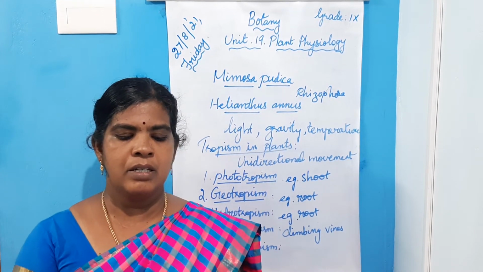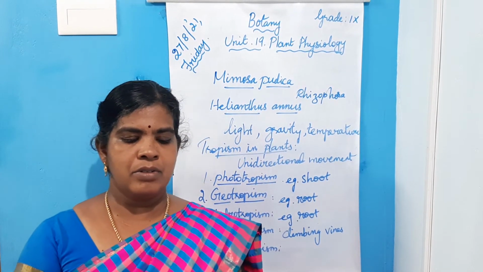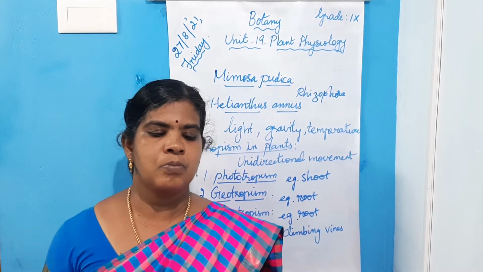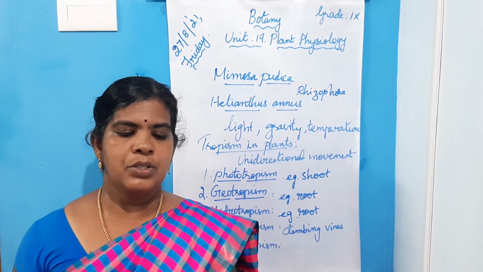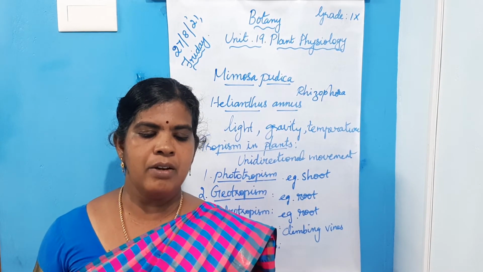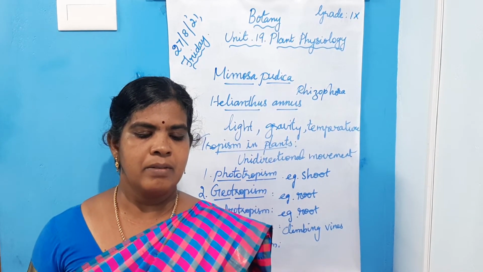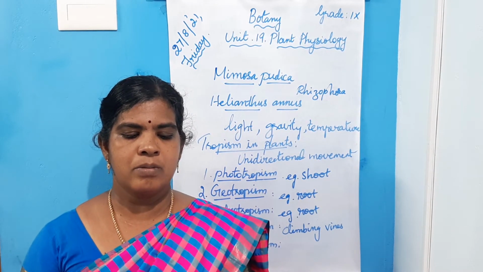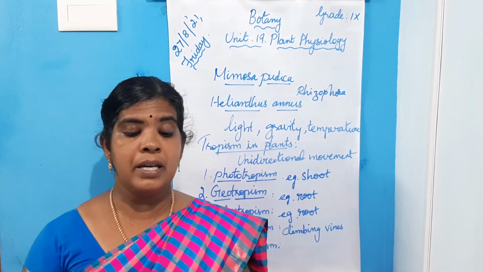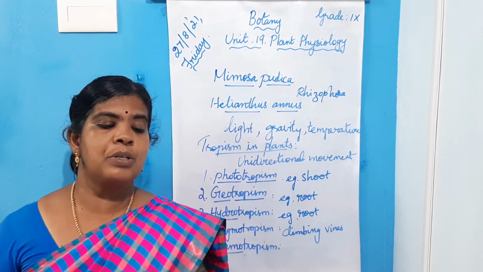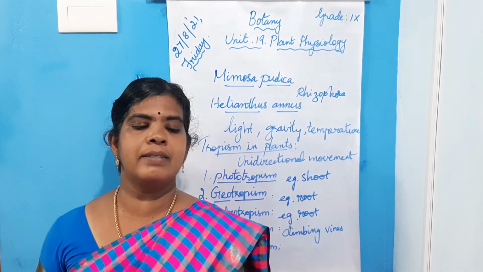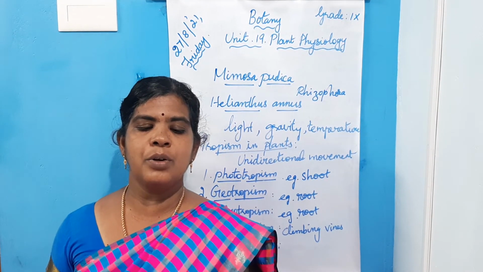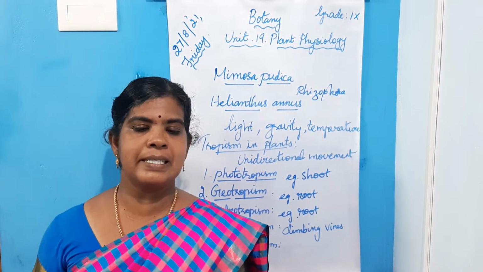Then what is the answer? Third one, isn't it? Positively geotropic but negatively phototropic. Option B. Then 2 and 3. These two are correct. Third, negatively phototropic but positively hydrotropic. So option B is correct.